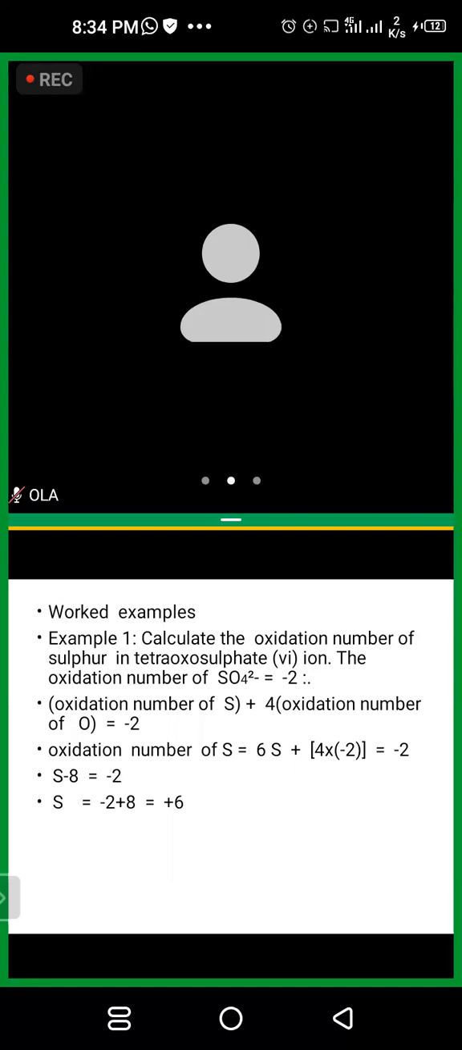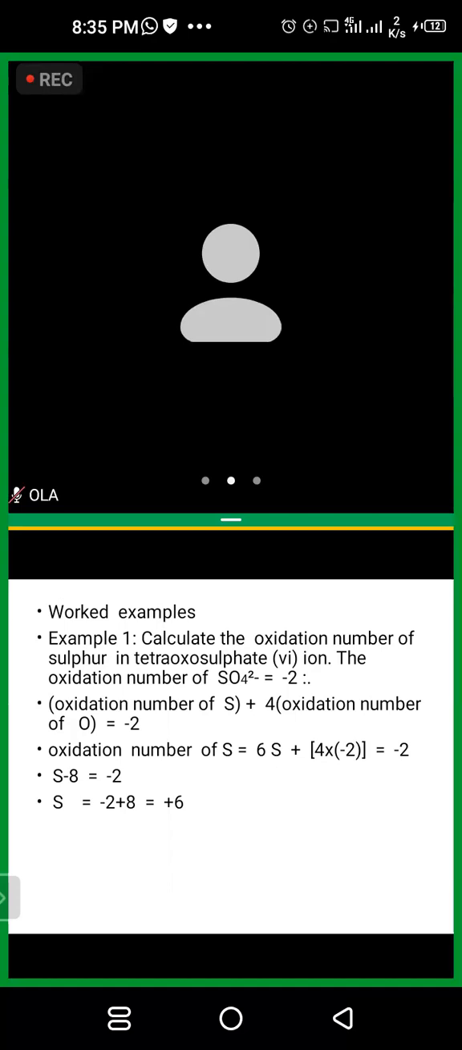Now, to solve that, we have the oxidation number of sulfur, which is S that we are looking for, plus 4 times the oxidation number of oxygen. Why is it 4? Look at SO4. We see the 4 standing there. The 4 there is beside only oxygen. Hence, we use the 4 to multiply the oxidation number of oxygen.